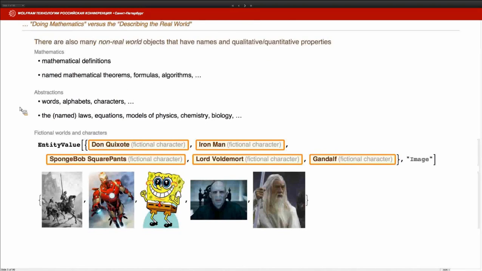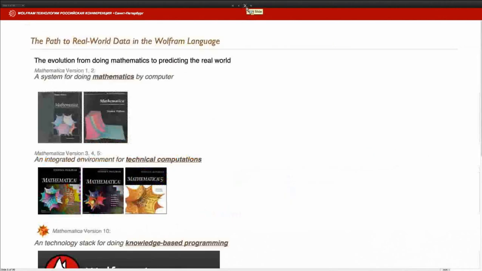Then there are many things that are abstract and very foundational for human communication, like words, alphabets, characters. It would be nice to have all of them in a coherent, uniform way, computationally accessible. And there are, of course, the named laws, equations, and models of physics, chemistry, and so on. And then there are things which don't seem, from a scientific point of view, the most important in the world, but on the Wolfram Alpha website, for instance, they are very popular: fictional characters. Like people ask, how old is Gandalf? Or how tall is Lord Voldemort?